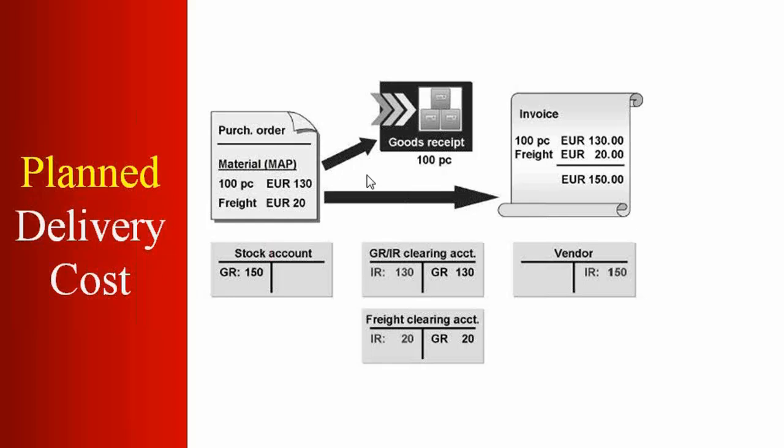In the case of planned delivery cost, here is an example. In the purchase order, the price is 130 and freight is 20, and the invoice is the same because it's a planned delivery cost. In this case, the goods stock account will be updated with $150, because we knew from the beginning that it would be 130 plus 20. The vendor account will be credited with $150. In the goods receipt clearing account, 130 will be posted, and in the freight clearing account, $20 will be posted from the accounting side. That's the planned delivery cost, where we knew upfront what the delivery charges would be.